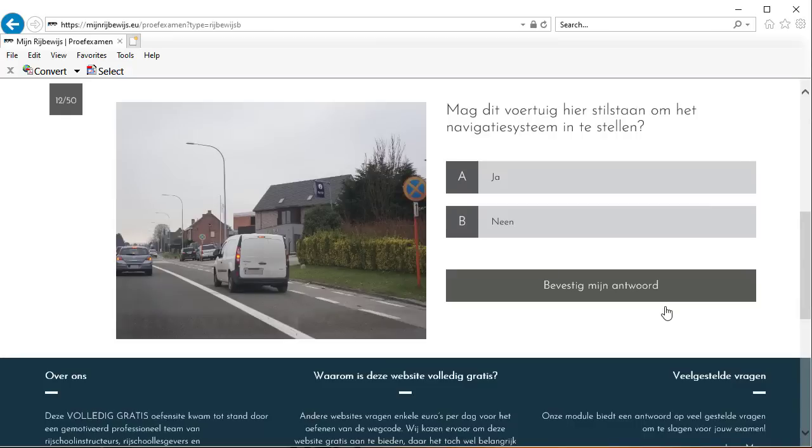Is the vehicle here allowed to wait to adjust his navigation? Option A is yes, option B is no. The right answer is no, because you see this board here which indicates no parking and no waiting. So 2 lines is no parking and no waiting. If it's only 1 line, it's no parking. And the no parking and no waiting starts from here. So he cannot wait here or just stop here to adjust his navigation. That's not allowed.